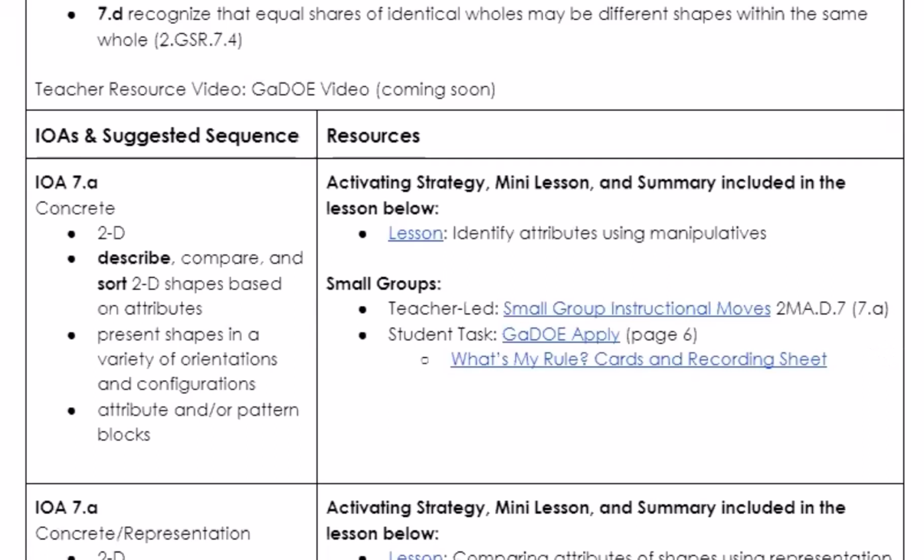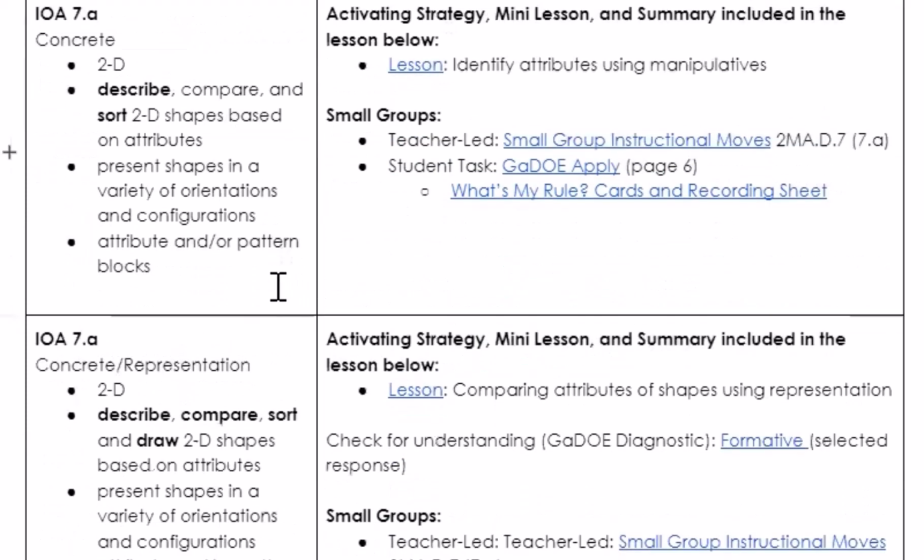The pacing guide is set up with a list of the AKS and IOAs, which have been strategically clustered together. This is followed by our suggested pacing. Specifically, the left column provides the learning progressions for the AKS and IOAs. This includes the concrete, representational, abstract progression, and the progression between specific learning targets within the IOAs. Suggested manipulatives are also included in this column.